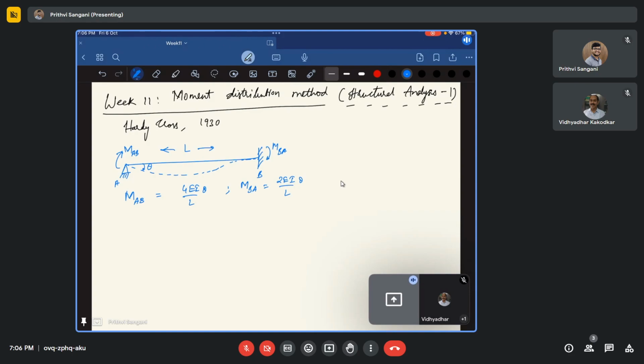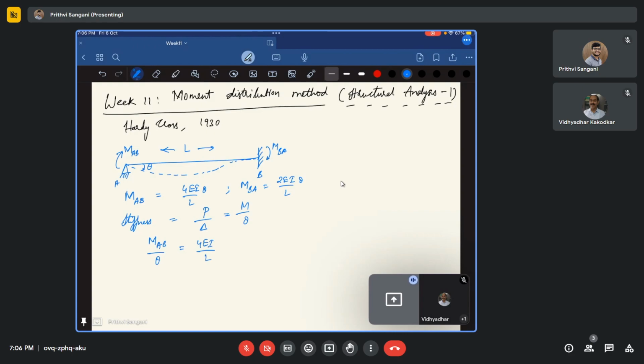Now let us move a step forward, and let us define what a member stiffness or member stiffness factor is. Usually, stiffness is defined as load per unit displacement, or moment per unit rotation. So what happens in this case? MAB by theta is nothing but 4EI by L.